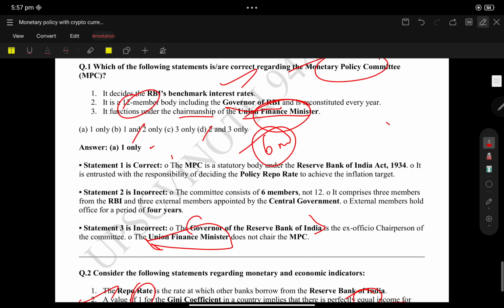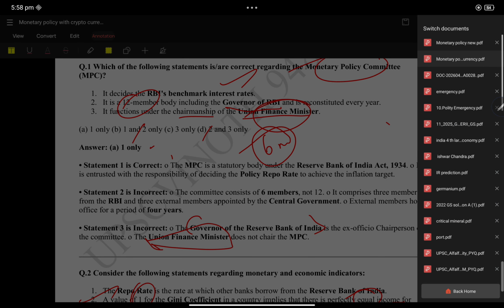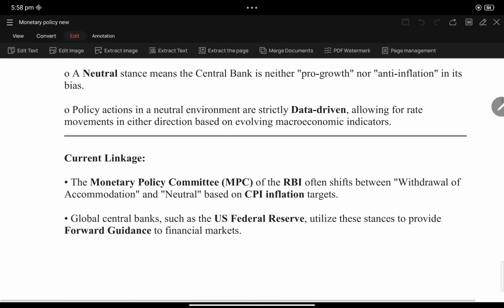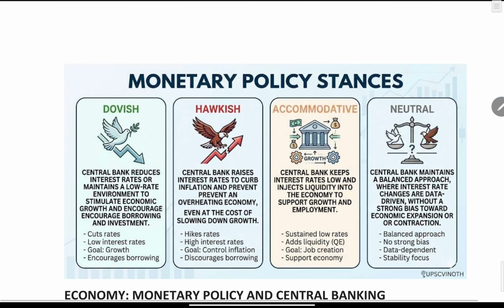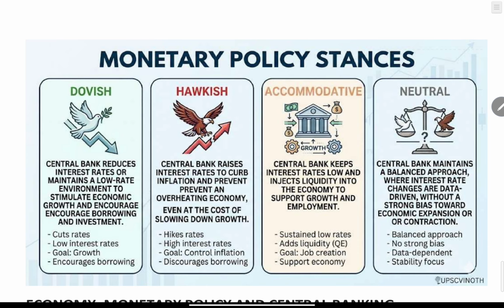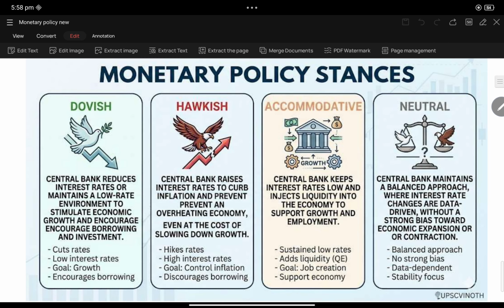Okay, so now let us move on with the other monetary policy instruments and model MCQs. See, it is going to be the most exhaustive and most important discussion also. So surely you will get more answers. Let us start and continue with the discussion.